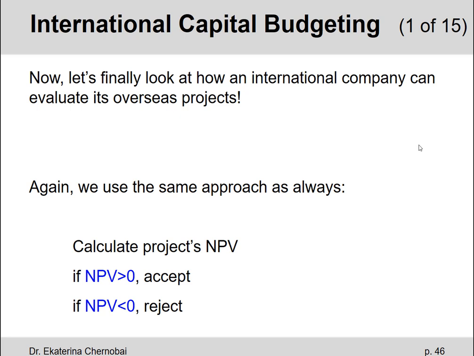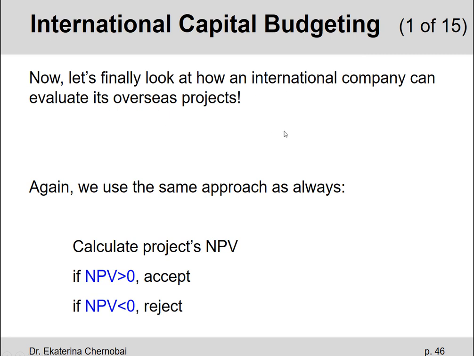Okay, we are done with all the formulas in this chapter. Now let's put all of the above together. Don't worry, it's going to be a lot easier than it sounds. That's what I'm trying to say. So let's do an international capital budgeting example.